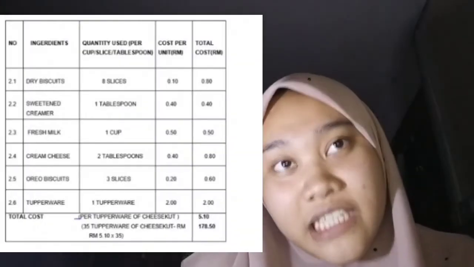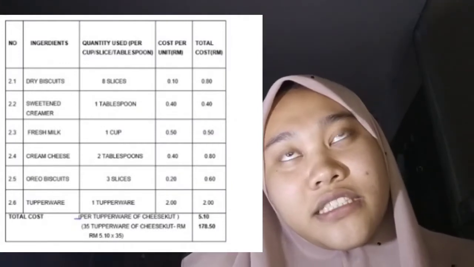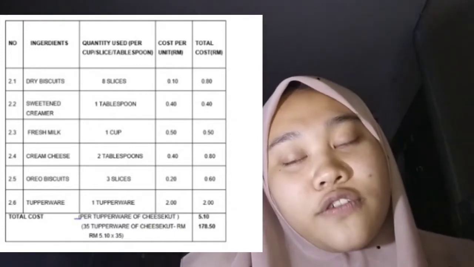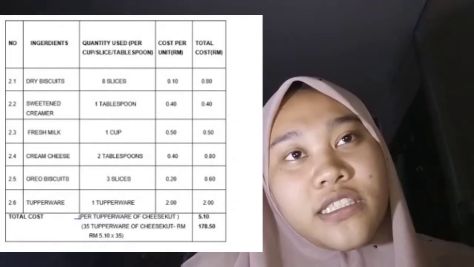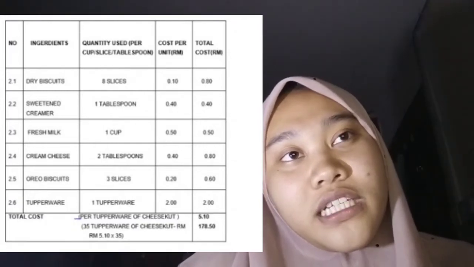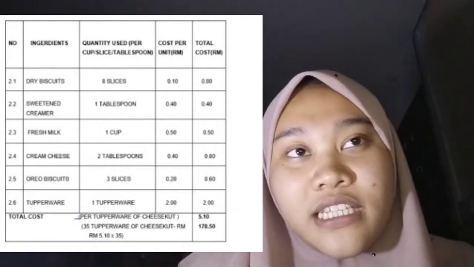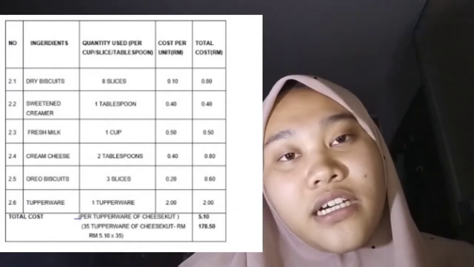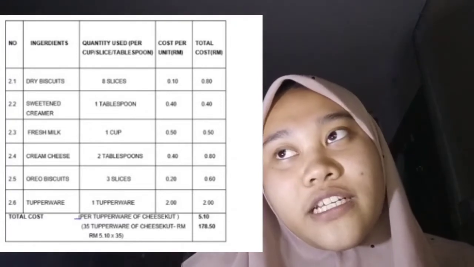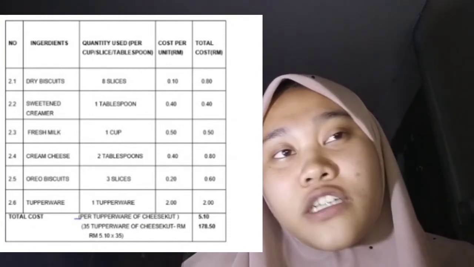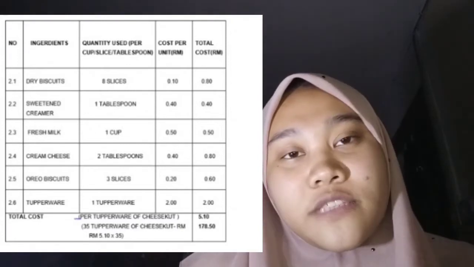My part is direct material. How we get direct material cost is, first of all, we calculate the dry biscuits, of which we use 8 slices. That will cost 80 cents per unit, so the total cost is 80 cents. Then sweet creamer, of which we use 1 tablespoon. The cost per unit is 40 cents, so the total cost for sweet creamer is 40 cents.